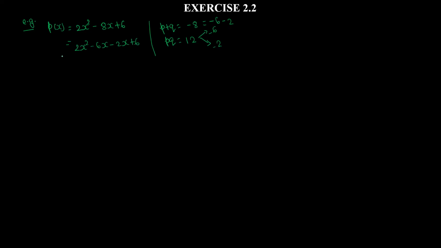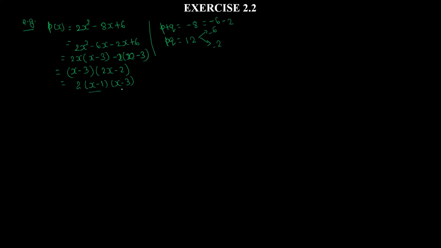Now what is common in the first two terms? 2x is common, so we'll have x minus 3. And in the last two terms, minus 1 is common, no, minus 2 is common. So finally, x minus 3 is common overall. So we'll have 2x minus 2. In this, we can also take 2 common, so finally we can write 2 times of x minus 1 into x minus 3.